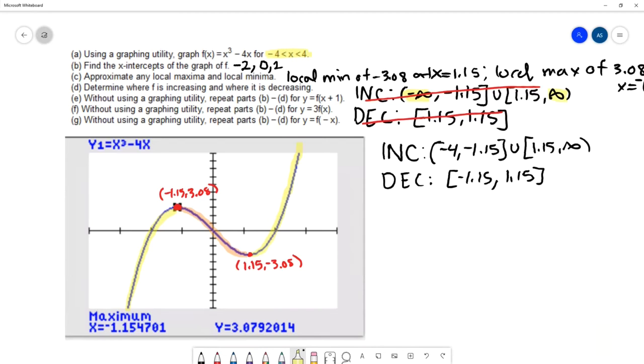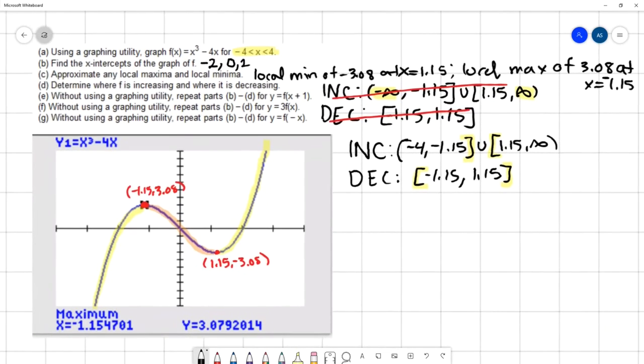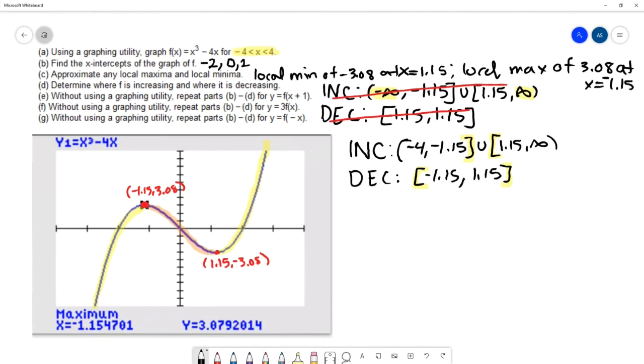And just so we're aware, I've put brackets on here, but there are instances where we would put parentheses depending on if you're looking for open intervals or closed intervals. So here's the closed interval where the function is increasing. Parentheses would give us the open interval, and that just means we're not including the endpoints when we make it open.